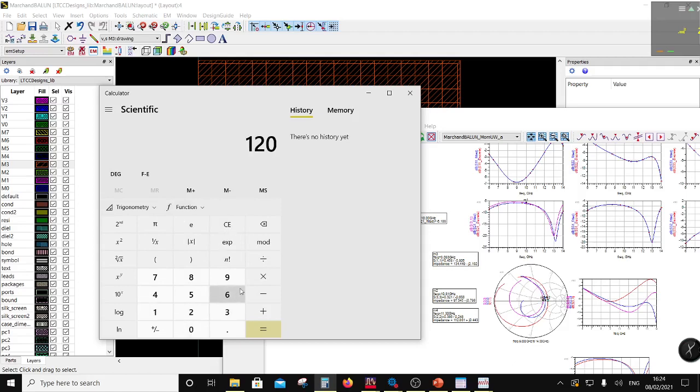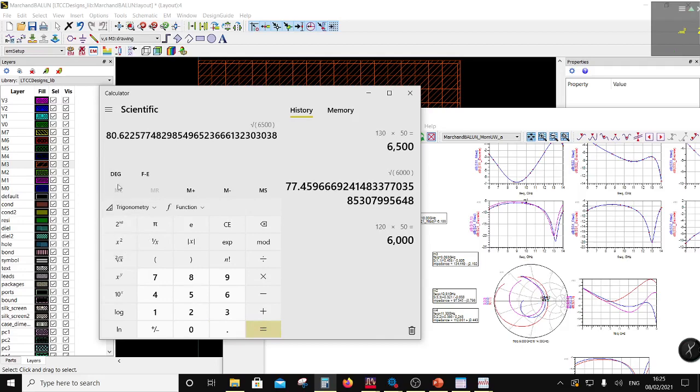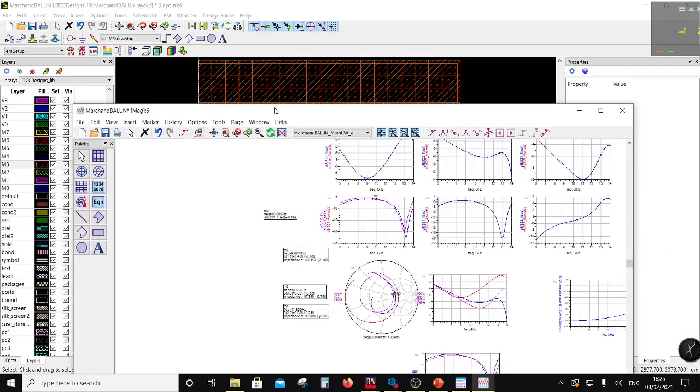120 ohms into 50 ohm, square root of that. So I need a 77 ohm line, right? Or if it is a 130 into 50 and square root of that, 80 ohm line. Okay, so 80 or 90 ohm line I need.